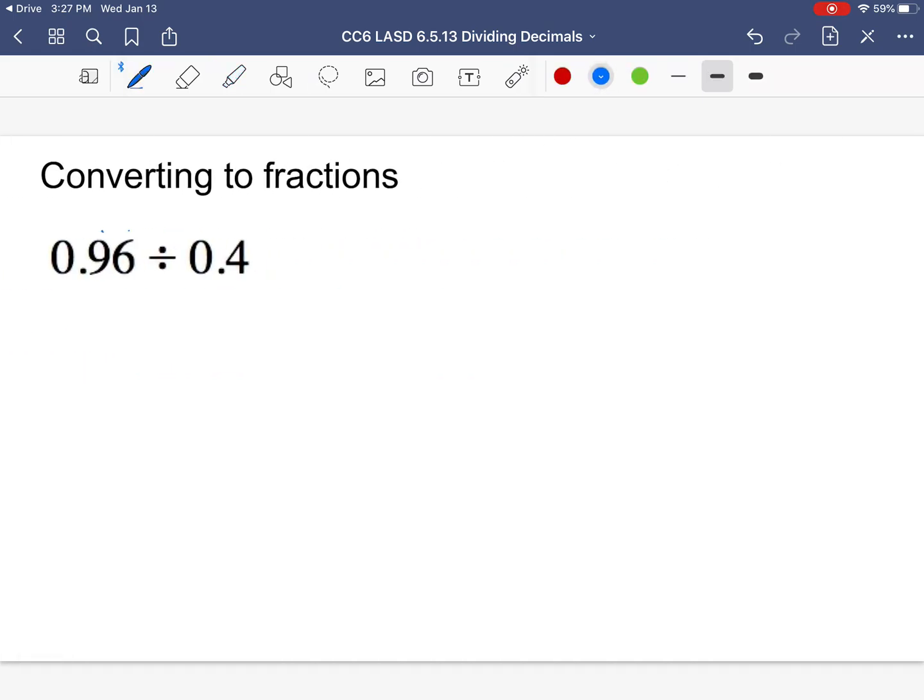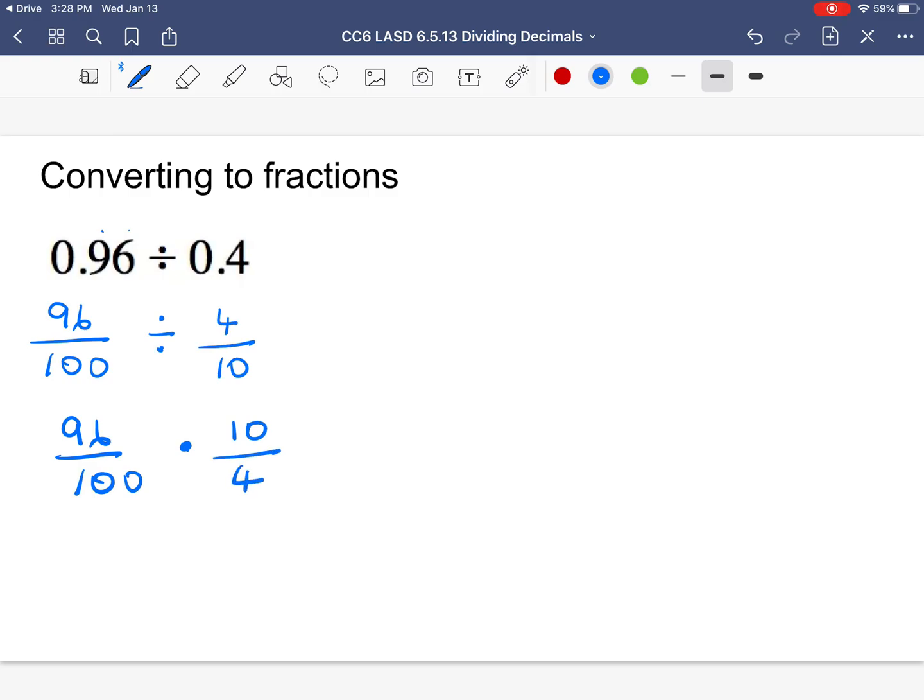So let's start with 0.96 divided by 0.4, and we'll convert to fractions first. We have 96 hundredths divided by 4 tenths. And you saw in a previous unit that dividing by a fraction can be done by multiplying by its reciprocal. So we've got 96 hundredths, and we're going to multiply by the reciprocal of 4 tenths, which is 10/4.